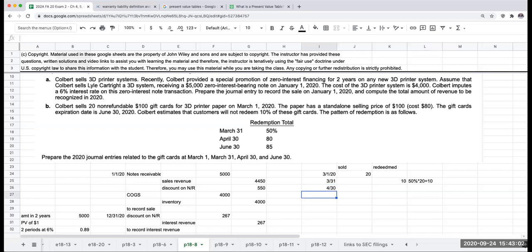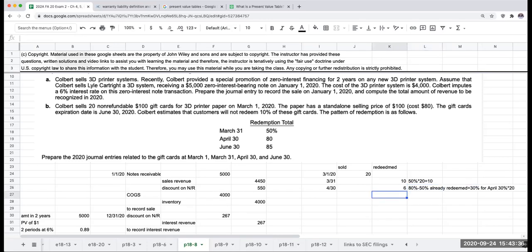On April 30th, there was another 30% redeemed. Right? Why am I saying 30%? Because the total redemption went from 30 to 50 to 80. So 80% minus 50% already redeemed is 30% for April. So basically, it's going to be 30% times 20 or 6.